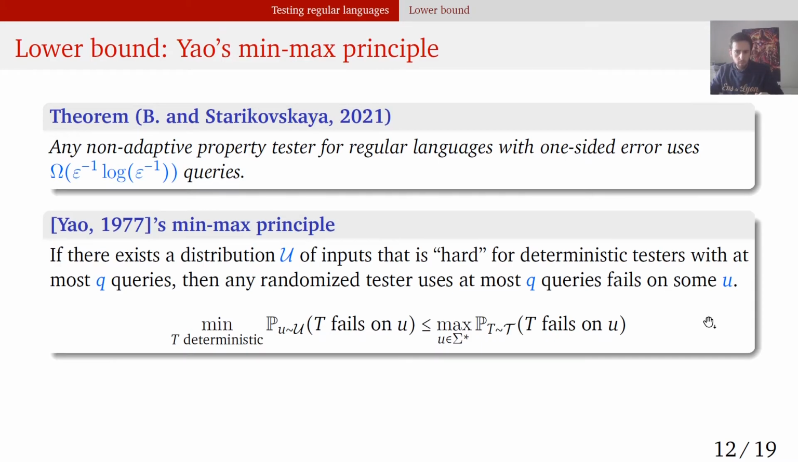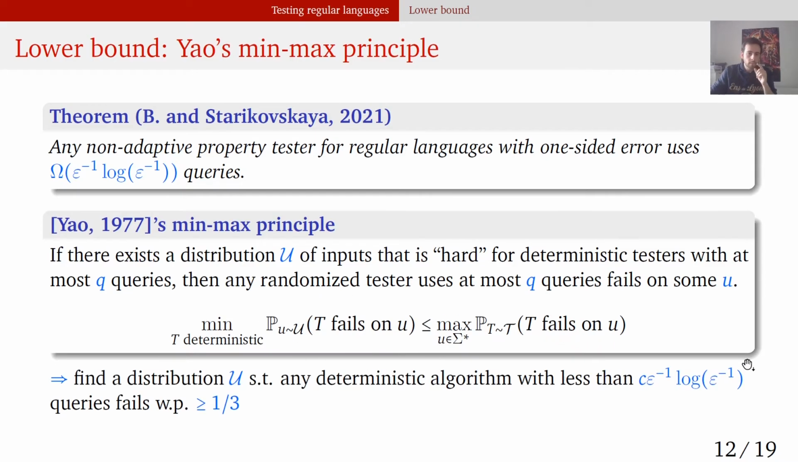In order to prove this lower bound, we use the famous Yao min-max principle, which says that basically if there exists a distribution U of inputs that is hard for deterministic testers that make at most 2 queries, then any randomized tester that uses at most 2 queries must fail on some input U. And when you state it mathematically, it gives the following equation. So this means that we just have to find a distribution U such that any deterministic algorithm that uses less than C times 1 over epsilon times log of 1 over epsilon queries fails with constant probability.